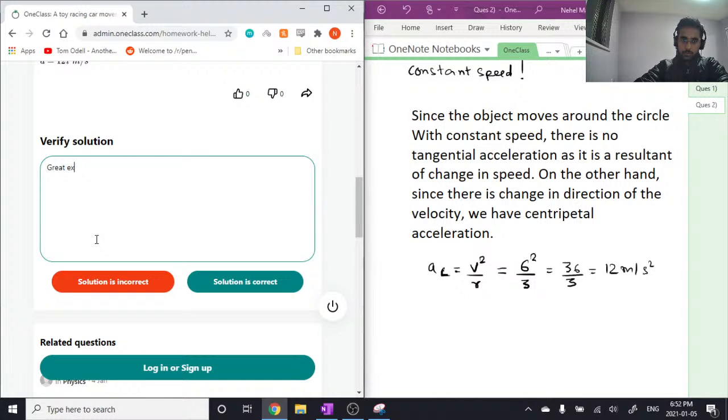So great explanation, and the answer is correct.